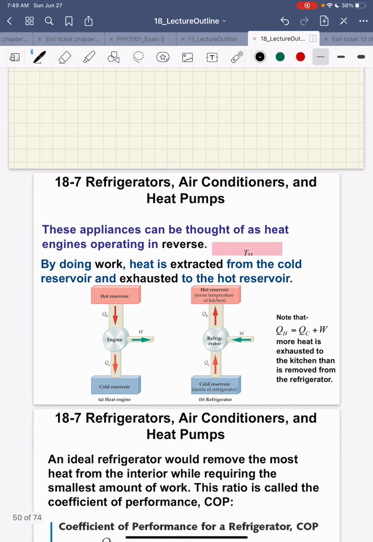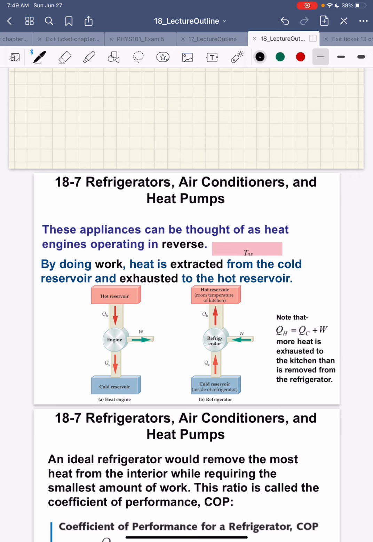Now, another system we will talk about is refrigerators or air conditioning systems and heat pumps. These appliances can be heat engines operating in reverse. Like, why in reverse? Because they are cooling. By doing work, heat is extracted from a cold reservoir and exhausted to the hot reservoir. And then here Q hot is going to be equal to Q cold plus W.